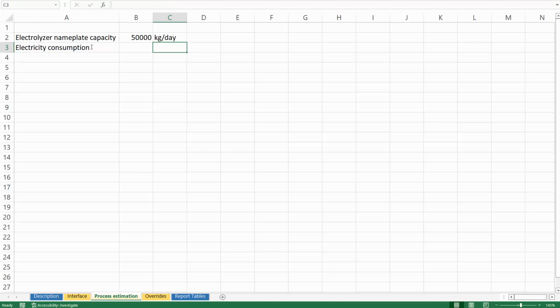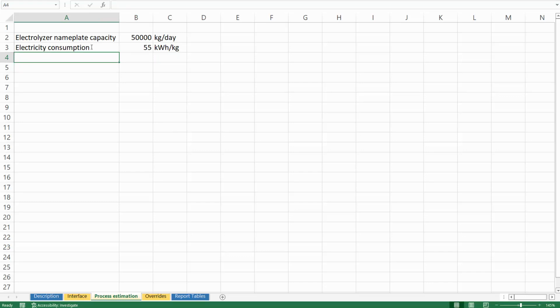And this is going to be in units of kilowatt hour per kilogram. You can find numbers for this, for example, from a vendor quote's specification sheet. Let's, for example, use 55 kilowatt hours per kilogram. We'll do some process analysis here.